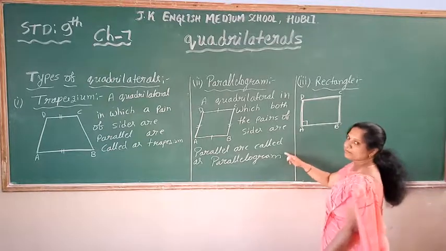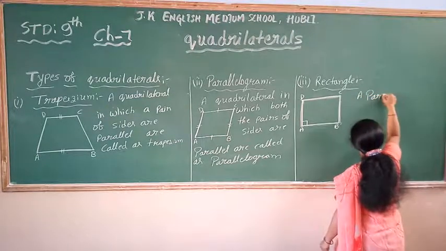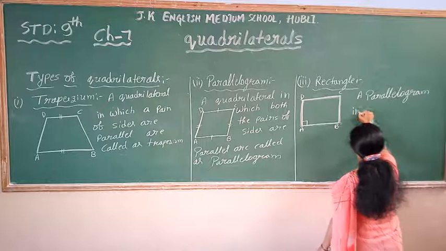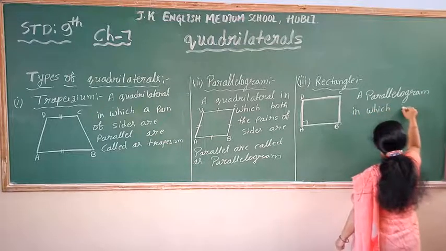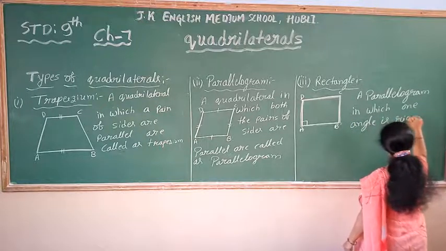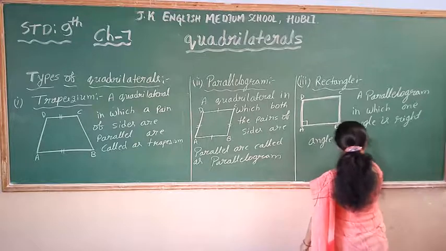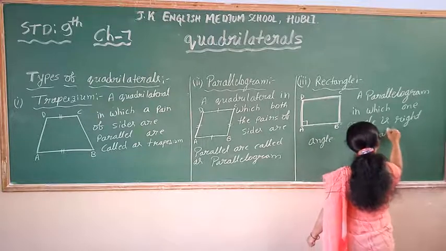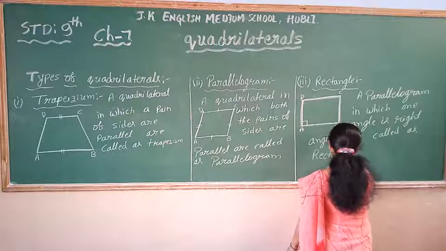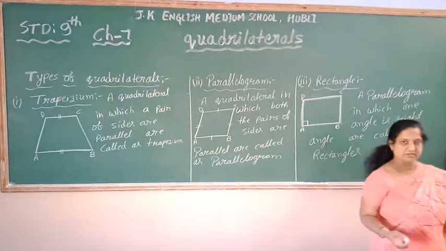So in a rectangle, it satisfies the property of a parallelogram. A parallelogram in which one angle is a right angle, that is 90 degrees, is called a rectangle. Three types I explained now.